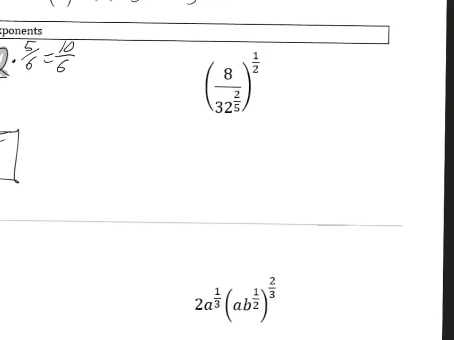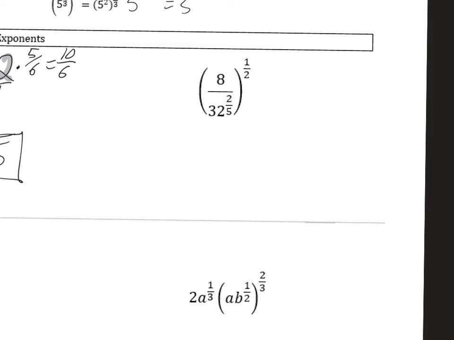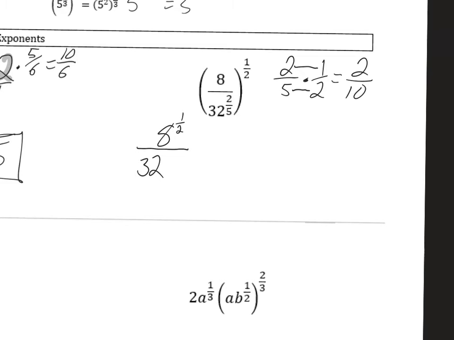Okay, so looking at this next one, I have 8 to the 1/2 over 32 to the, okay, so let's multiply these together. We have 2/5 times 1/2. 2 times 1 is 2. 5 times 2 is 10. We can simplify this down a little bit and call this 1/5, right? So 32 to the 1/5.